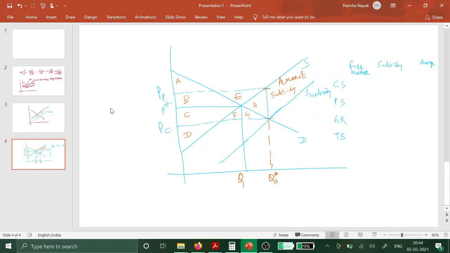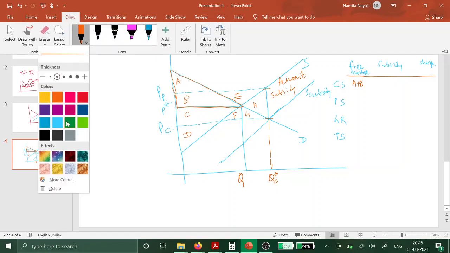Got it? Now, in the free market, what is the consumer surplus? That will be the area above the price the consumer is paying, that is P star, but below the demand curve, right? So let's add these areas. A plus B is the consumer surplus.